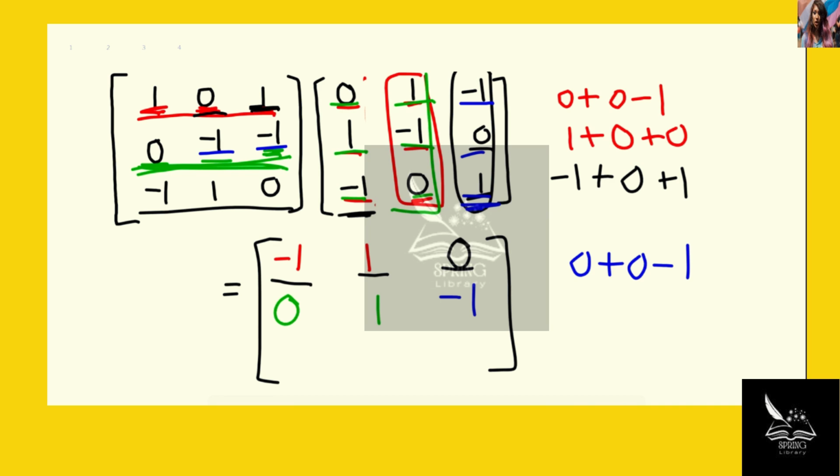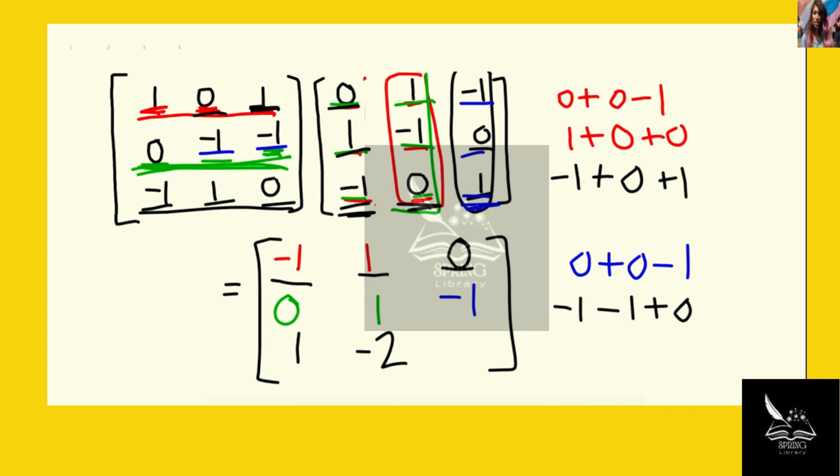Okay, so we start with the first column. So negative 1 times 0 is 0. 1 times 1 is 1. 0 times negative 1 is 0. So we get a positive 1. Next row, but next column of B, same row of A, we take negative 1 times 1 for a negative 1, negative 1 times 1 for a negative 1, and then 0 times 0. Okay, so that gives us negative 2 here.